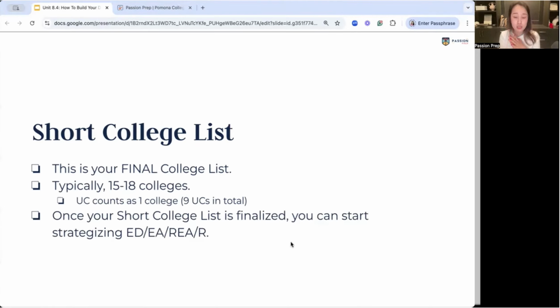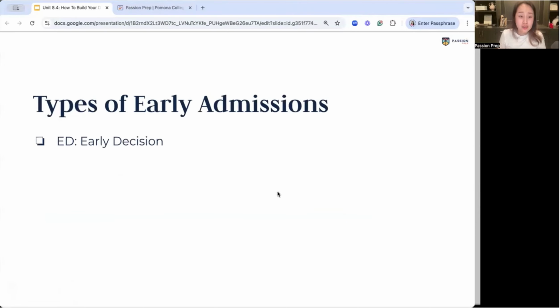Once your short college list is finalized, you can start strategizing early decision, early action, restrictive early action, and regular. A lot of students jump into this part first, and I'm like, no, you have to finalize your college list first, and then we start talking about early decision, early action, REA, and regular. So let's talk about these admissions. Early decision is basically binding. If you apply early and you get in, you have to go.